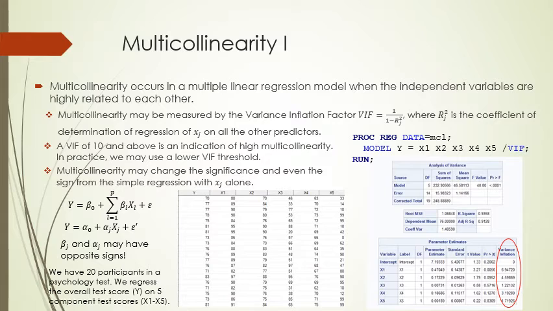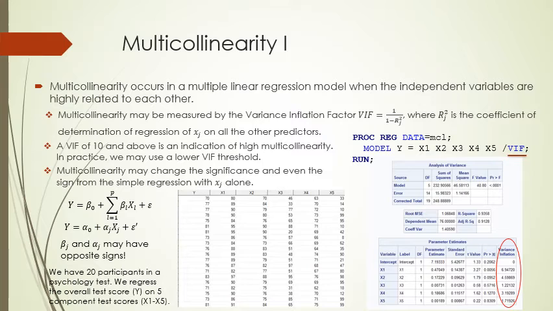This is an example with 20 participants in a psychology test. We have one overall test and 5 component test scores. We would like to know if there is any association between the overall test score and the component scores. In SAS, the option VIF in the reg procedure here calculates the VIF for each predictor. The model has a large R squared exceeding 0.9, an indication of a strong model.